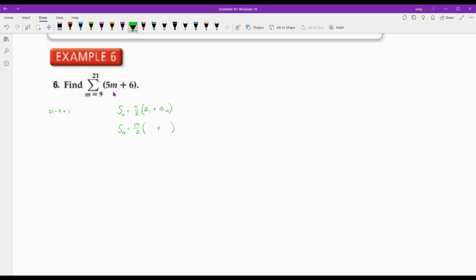But what is the first term? The first term is not plugging in 1 for m. I've got to use that index. So in this case, my first term is going to be a sub 9 because that's the first value. So I plug 9 in, and I find out that a sub 9 is 51. So that's my first term. To find my last term, a sub 21, I'm going to plug in 21. Plugging in 21 gives me 111. So I add those up, put that in my handy dandy calculator, and I get 1,053.